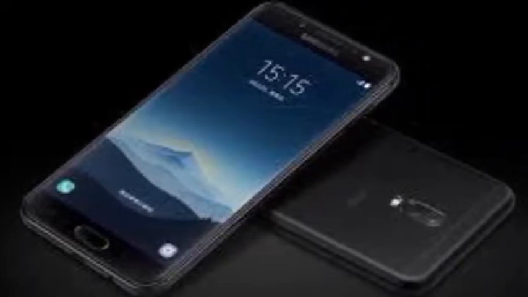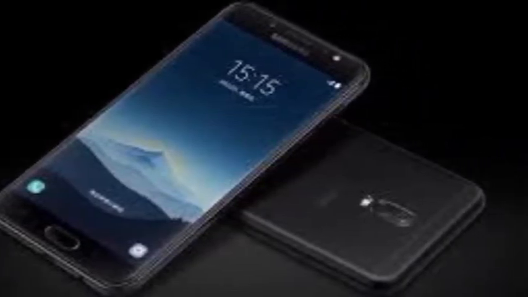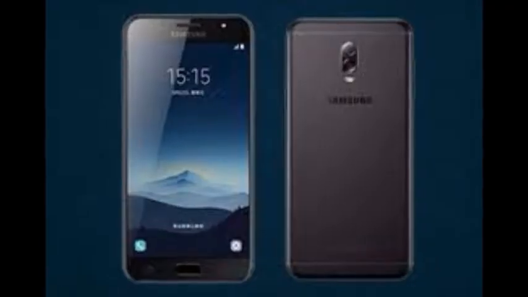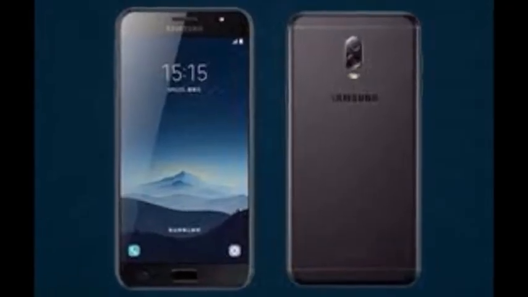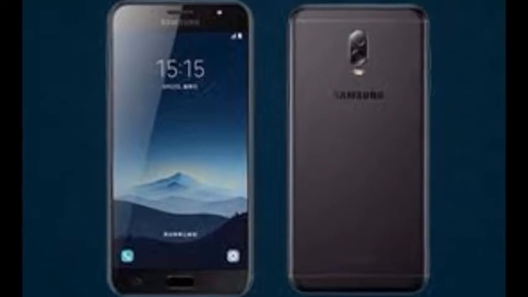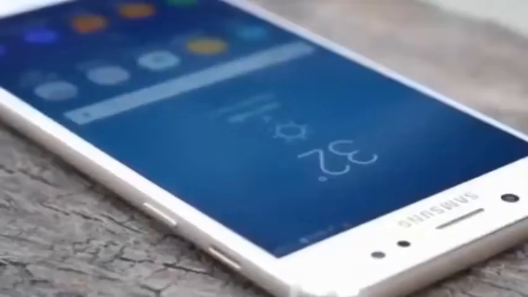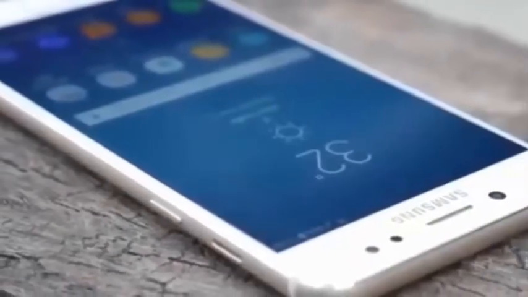Moving forward now, we shall discuss the price and release date of Samsung Galaxy C8 Edge 2018. The expected price is $300 that is 20,000 Indian rupees. And the release date shall be around mid-2018.